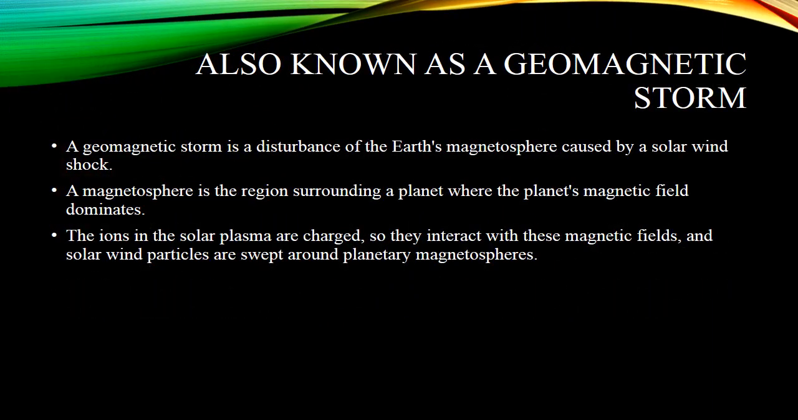A solar storm is also known as a geomagnetic storm. A geomagnetic storm is a disturbance of the Earth's magnetosphere caused by solar wind shock. A magnetosphere is a region surrounding a planet where the planet's magnetic field dominates. The ions in the solar plasma are charged, so they interact with these magnetic fields, and solar wind particles are swept around the planetary magnetospheres.